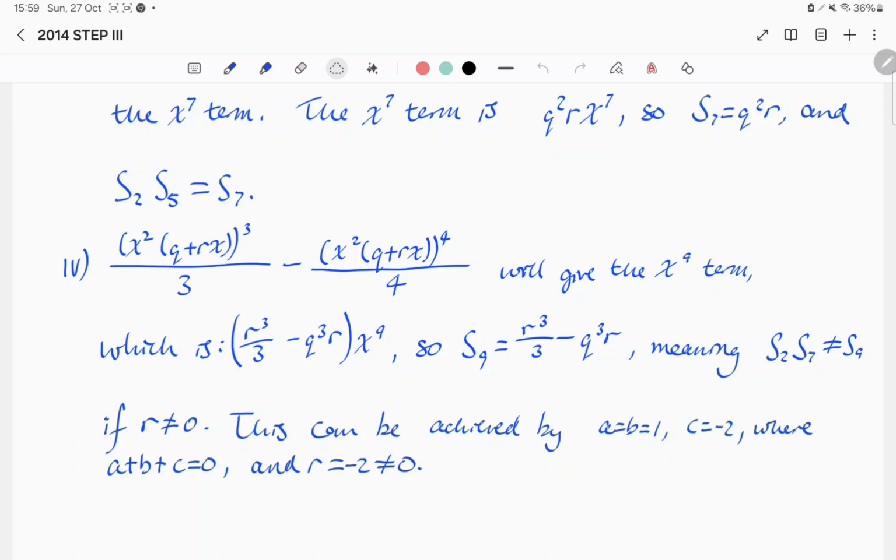This can be achieved by a number of combinations of a, b, and c. For example, a equals b equals 1 and c equals negative 2, which satisfies a plus b plus c equals 0, and also r equals negative 2, which is not equal to 0.